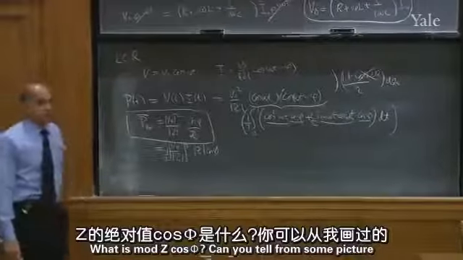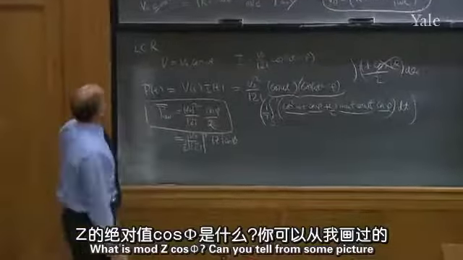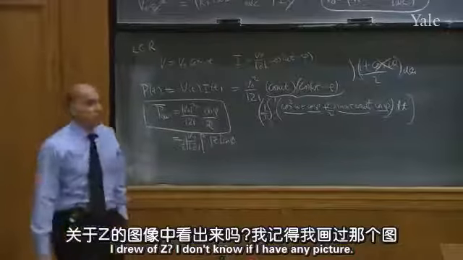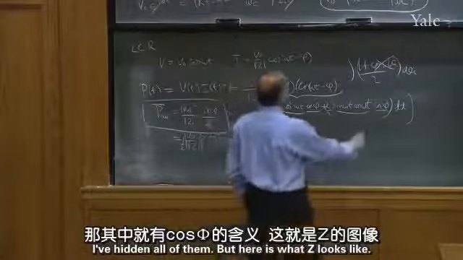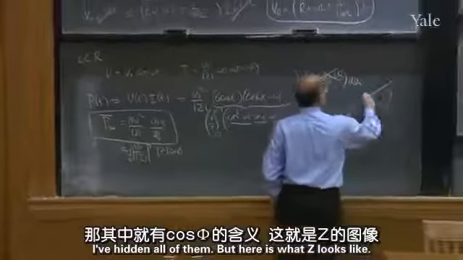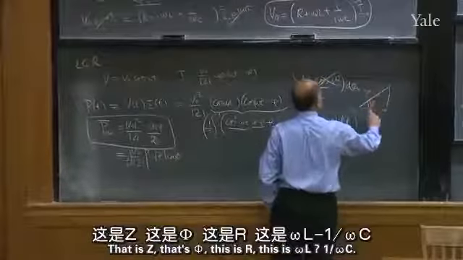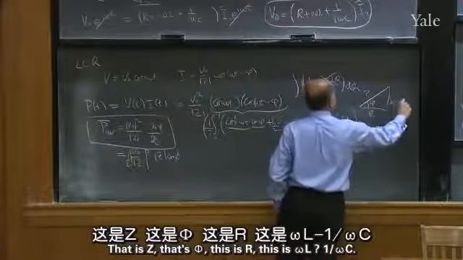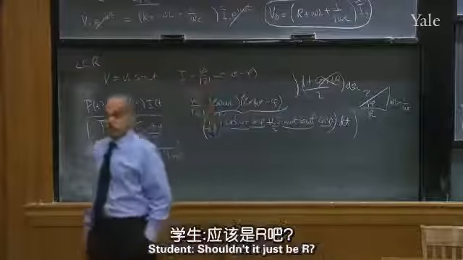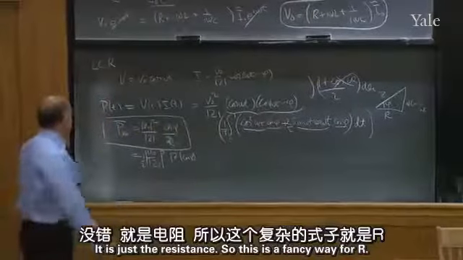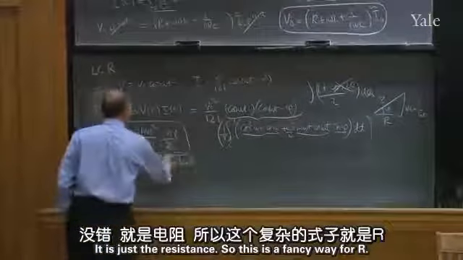What is mod z cosine phi? Can you tell from some picture I drew of z? I don't know if I have any picture. I've hidden all of them. But here is what z looks like. That is z. That's phi. This is R. It's omega L minus 1 over omega C. What is mod z cosine phi? It is just the resistance. So this is a fancy way for R.